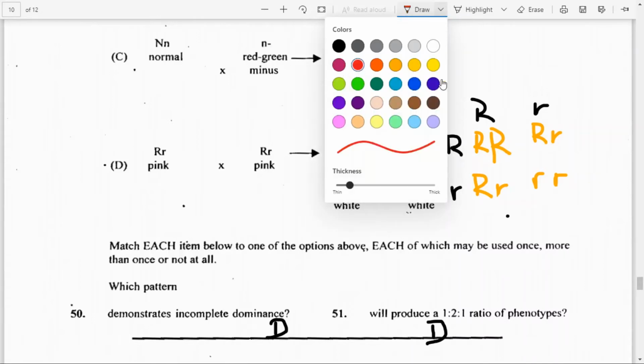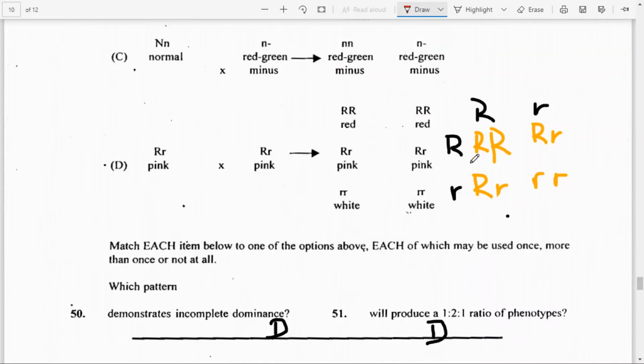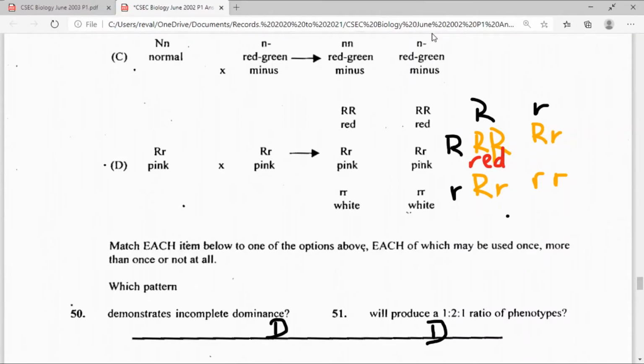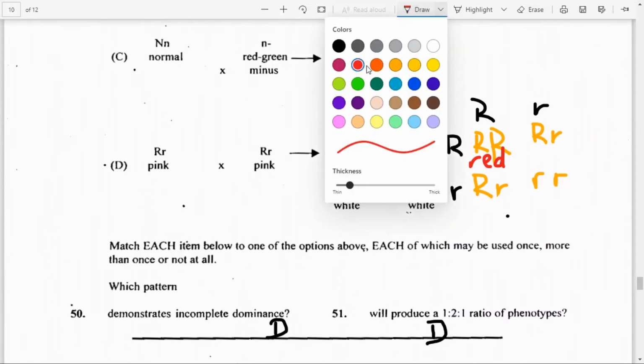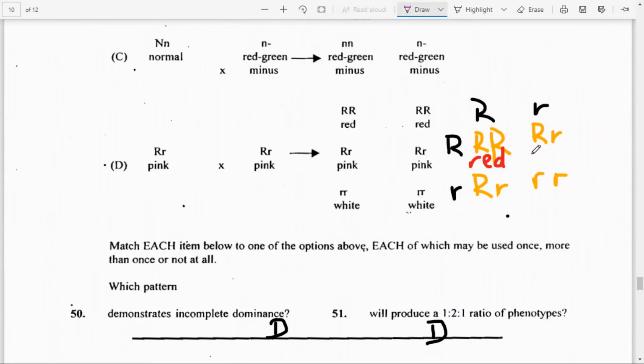So this one here would be red. This one here would be pink. I don't have pink, so I'll use this as pink. This color is not pink, but I'm just using it as pink. This here would also be pink, and this one, the last one, will be white.